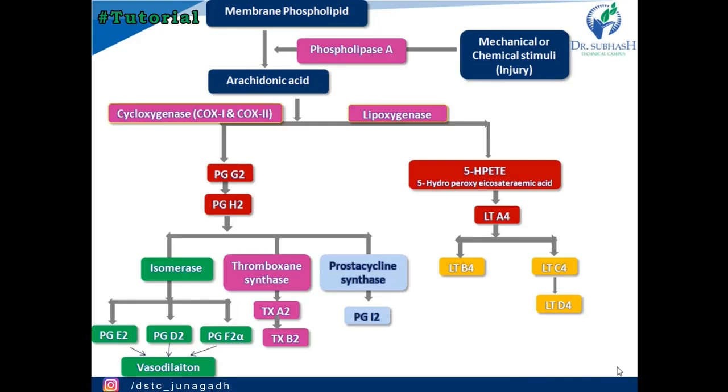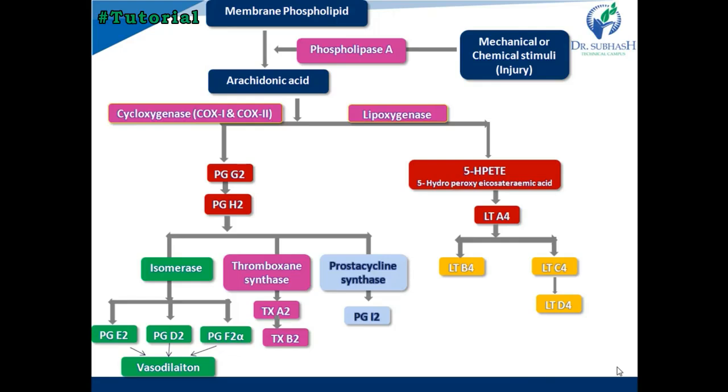Now, on the other side, in the lipooxygenase pathway, lipooxygenase enzyme acts on arachidonic acid and produces 5-HPETE, which means 5-hydroperoxy eicosatetraenoic acid, and this 5-HPETE is converted into leukotriene A4, and from leukotriene A4, B4, C4 and D4, other isoforms of leukotrienes are produced. Leukotrienes also produce vasodilation to some extent, which is responsible for inflammation.